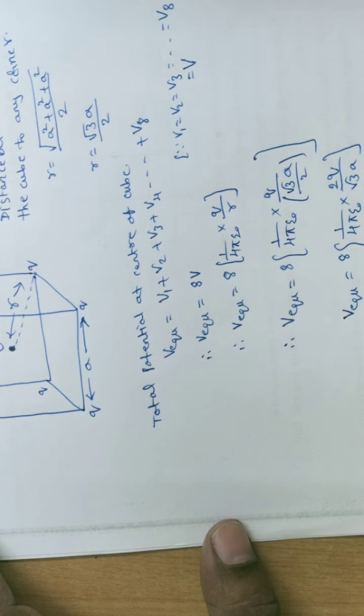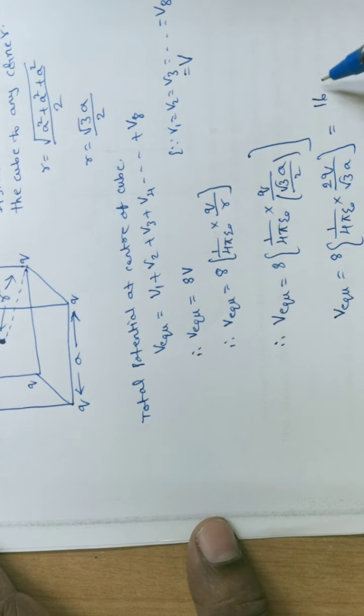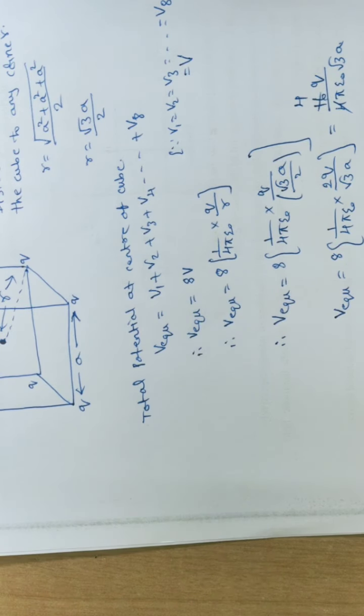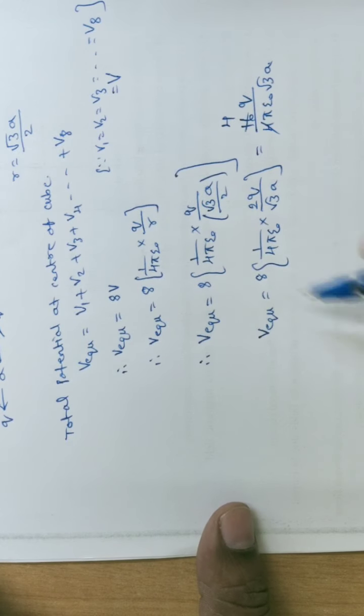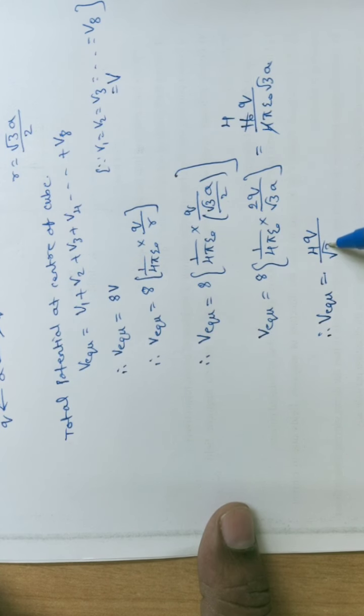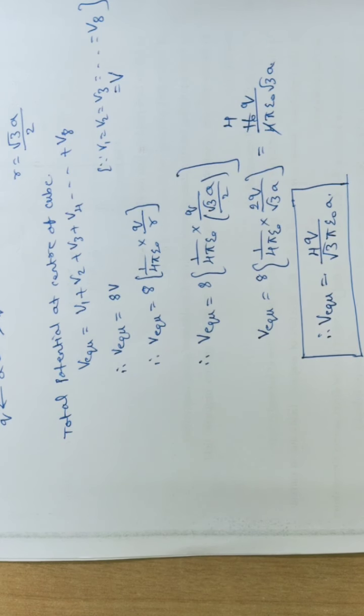So in the numerator we get 16q divided by 4 pi epsilon naught root 3 a. The 4 cancels four times. Now the result becomes V equivalent is equal to 4q divided by root 3 pi epsilon naught a. So this is the answer for this question. V equivalent is equal to 4q divided by root 3 pi epsilon naught a.